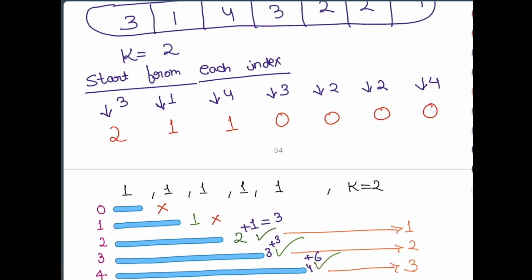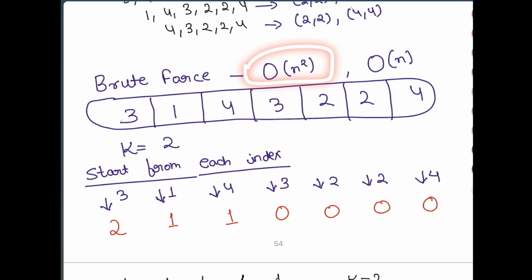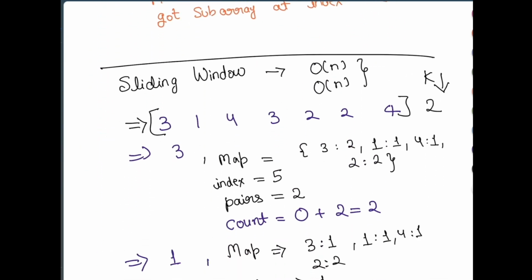Alright, so this is the brute force, which is fine with O of n square time complexity. But let us see the algorithm which is actually going to solve this problem, called sliding window. This is going to solve it in O of n time complexity and O of n space complexity. The logic is pretty similar to what we have already seen, but this is a more enhanced version of it. Let me show you how.